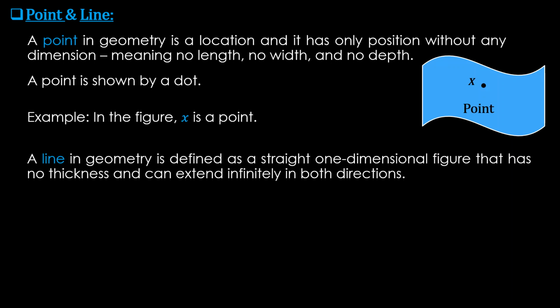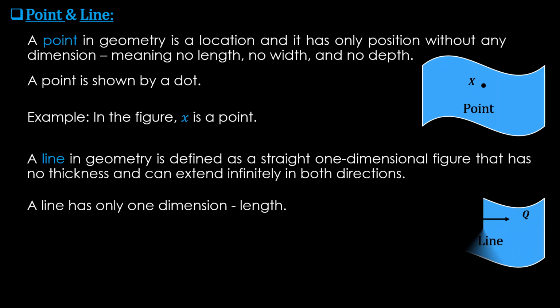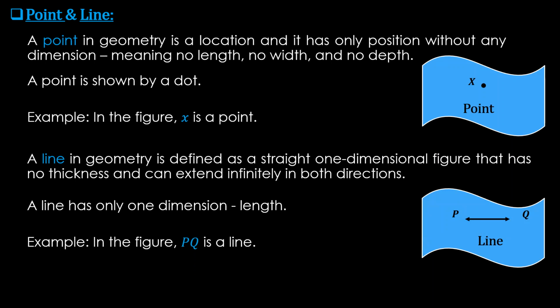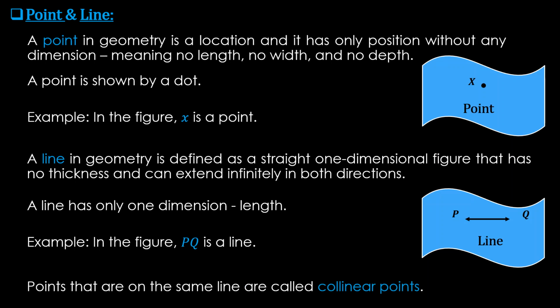A line in geometry is defined as a straight one-dimensional figure that has no thickness and can extend infinitely in both directions. A line has only one dimension, which is length. So here PQ is a line. Points that are on the same line are called collinear points.